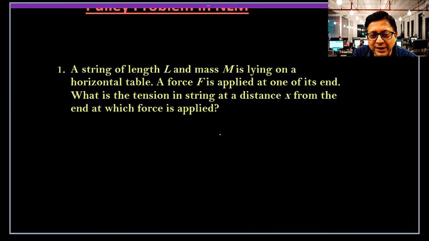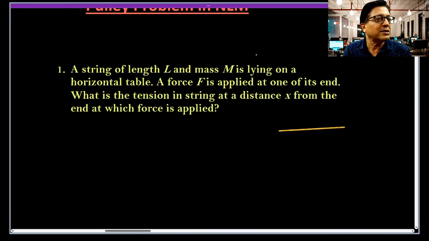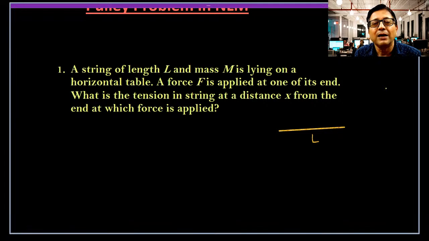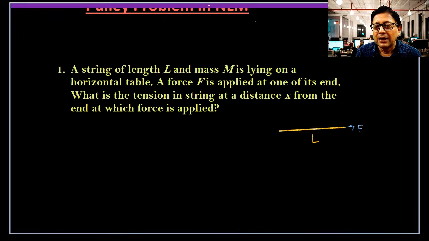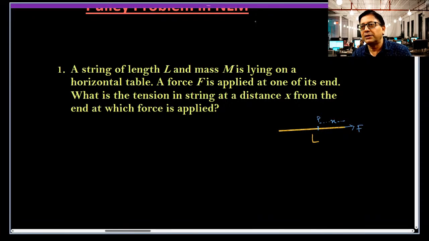So the problem in Newtonian mechanics I have started with is one where the cord has weight. The cord is not weightless. It has some weight. It has thickness also, but we'll take it as negligible thickness. This is the cord, its length is L. At one end you have applied a force F. What is the force acting at this point P, where P is at a distance x from the end where you have applied the force? Clear? Understand the problem?